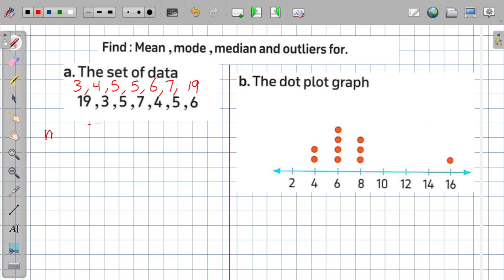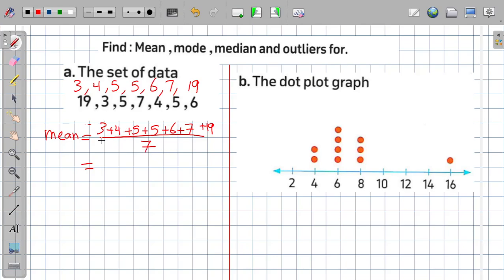First, I want to find the mean. In the previous lesson, we talked about the mean, and we have one rule to find the mean of a set of data. So what can I do? I will add them together, and I will divide the sum by the number of values. So I have 3 plus 4 plus 5 plus 5 plus 6 plus 7 plus 19. I have 1, 2, 3, 4, 5, 6, 7 values, so I will divide by 7.